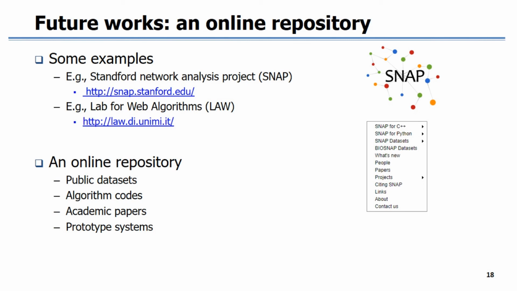There are several online platforms for keeping large network datasets, such as SNAP and LAW, which maintain a large number of network datasets to allow online users to download them easily. However, most of these networks are homogeneous networks, and only a few HIN datasets are collected into these platforms. It would be very beneficial to build an online repository dedicated to HIN research to keep and maintain public datasets, source codes, papers, and prototype systems.